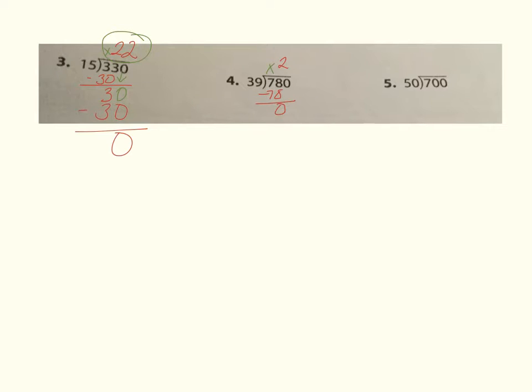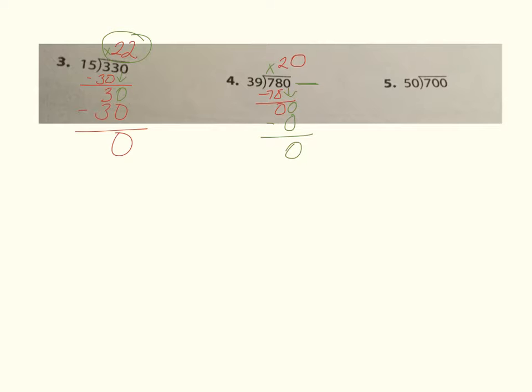Just because you have a 0 down there doesn't mean you're done. You still have a 0 to bring down. Okay? 39 goes into 0 0 times. 39 times 0 is 0. And subtract, and now you're done, only because there's nothing left to bring over or bring down. Your answer is 20, not 2. Let's look at another example.